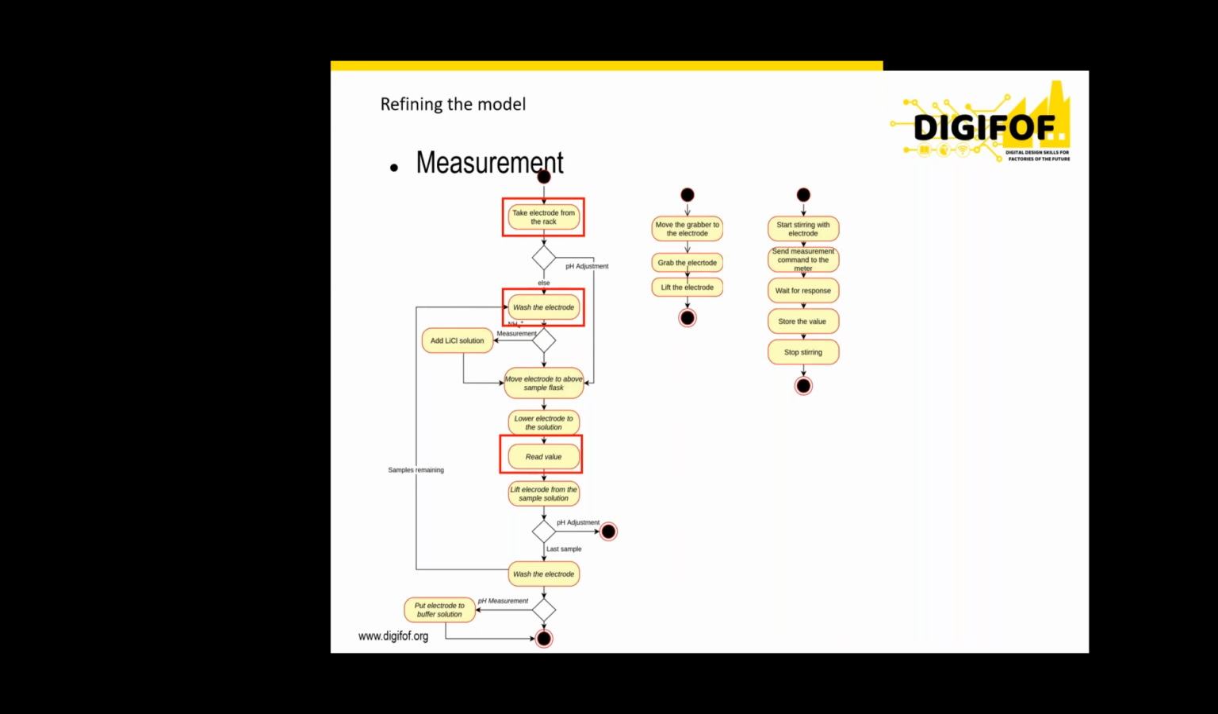Wash the electrode. Move electrode to the washing station, lower electrode to the washing water, gently steer electrode in the water, lift electrode from the water, shake excess water from electrode, move electrode to the drying station, sweep drying paper with the electrode. Again, quite straightforward, and we can imagine executive code following these lines.